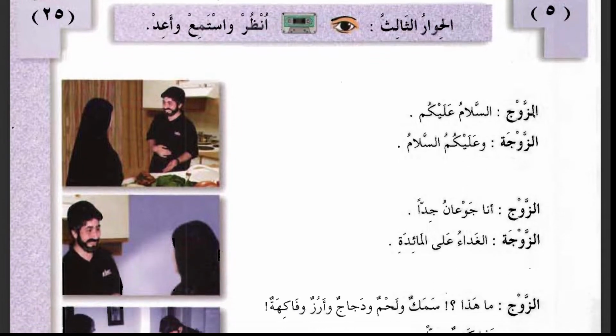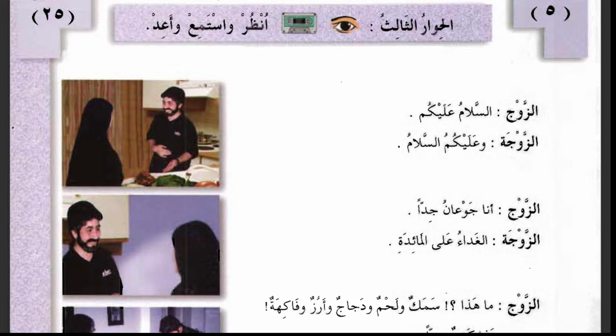So this is Al-Hiwar al-Thalith from the fifth unit, or Al-Wahda Al-Khamisa. Then we have Al-Hiwar al-Thalith, the third conversation. Unzur wastami' wa'a'id. Look, listen, and repeat. So here is a conversation between Az-Zawj and Az-Zawja, right, a conversation between Az-Zawj and Az-Zawja.